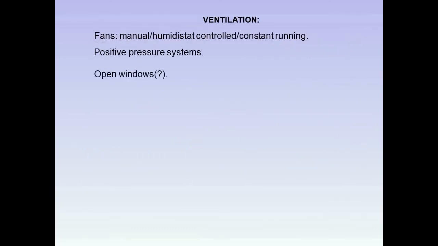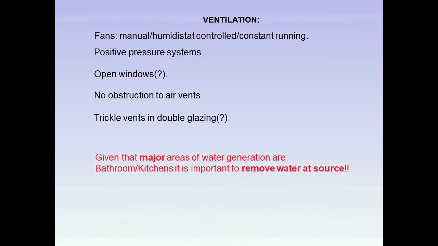Open windows, not too easily if you live in a ground floor flat, say in a city, but it works. No obstruction to air vents. Trickle vents in double glazing, on their own, probably do very little, but with other systems such as fans and PPIs, excellent. Given that major areas of water generation are bathrooms and kitchens, it really is important to remove that water at source.